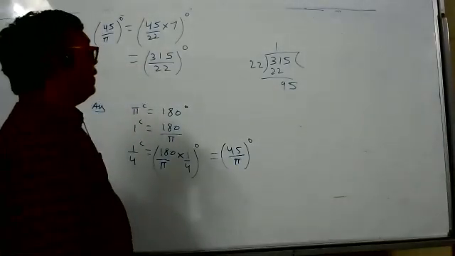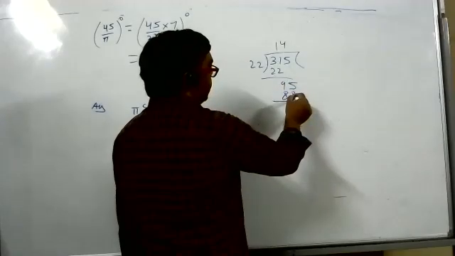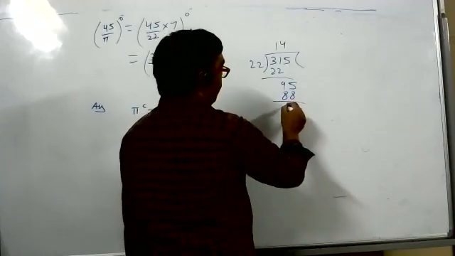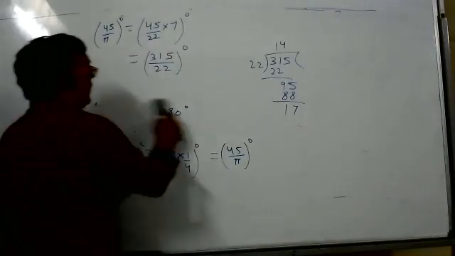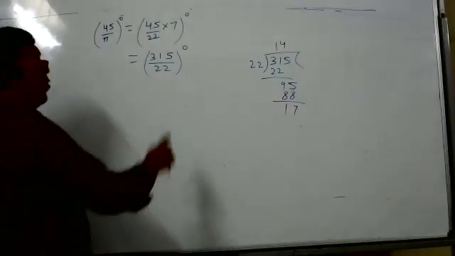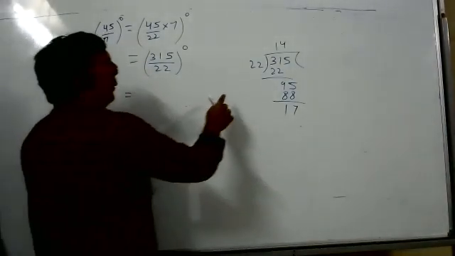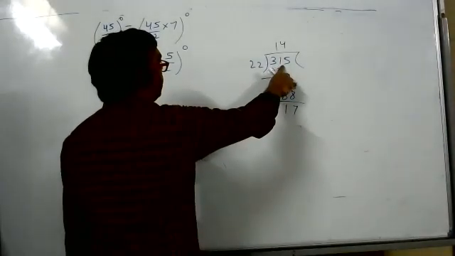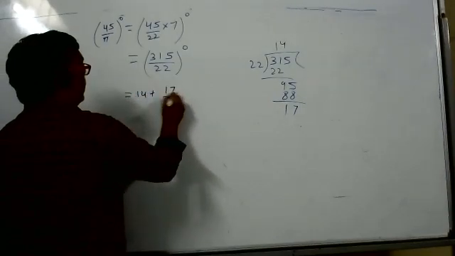So 22 into what is 95? I think 4 times. So 88. So what will you get? 95 minus 88, 7. Just keep on checking the division. Now what happens, students? You have to write not in decimal. So how can I write? Same procedure: dividend is equal to divisor into quotient plus remainder. So I can write this as 14 plus 17 by 22.